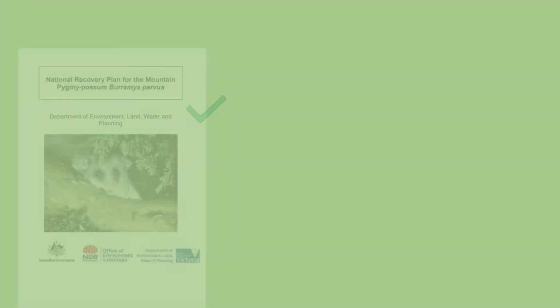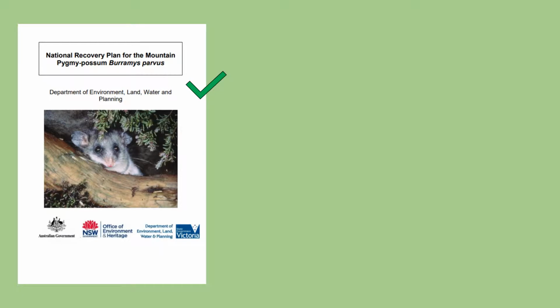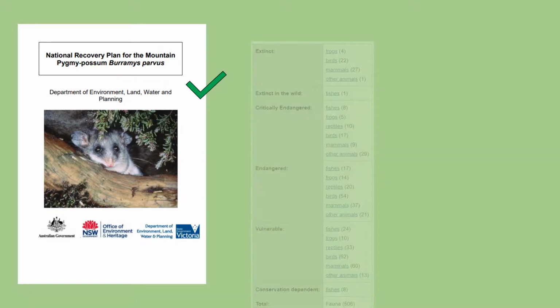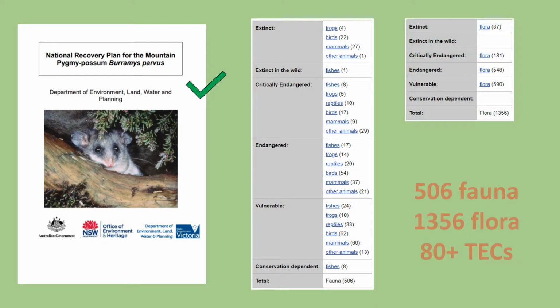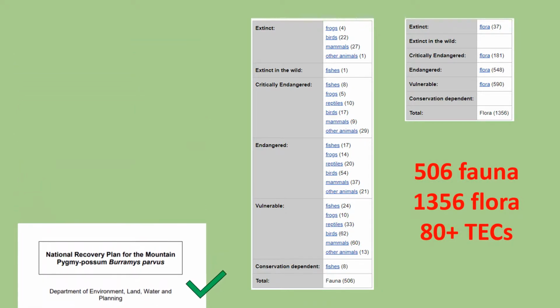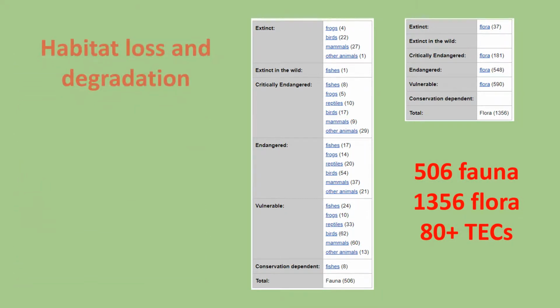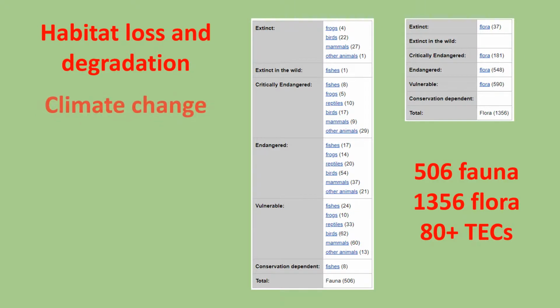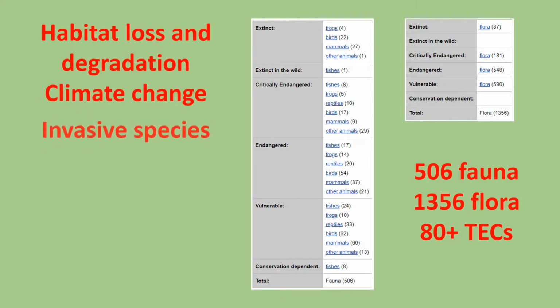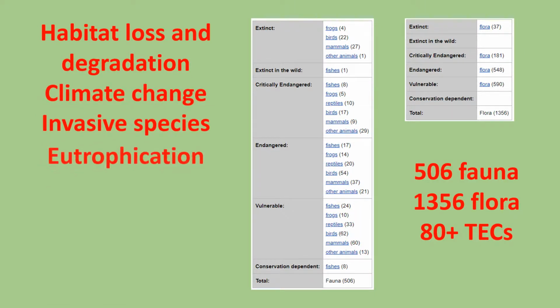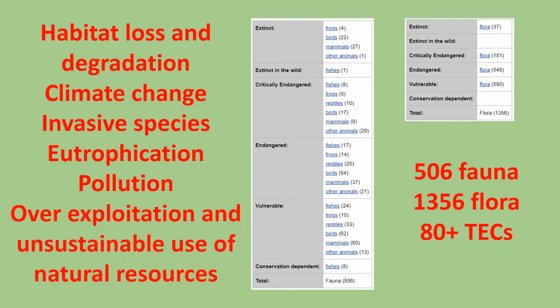While it's important to give credit where it's due, from an overall perspective, recovery plans are achieving positive outcomes at a rate far slower than species and communities are being threatened. Major threats such as habitat loss and degradation, climate change, invasive species, eutrophication, pollution, and overexploitation of natural resources that have been brought about by the past actions of our predecessors threaten more and more unique Australian species as time passes.